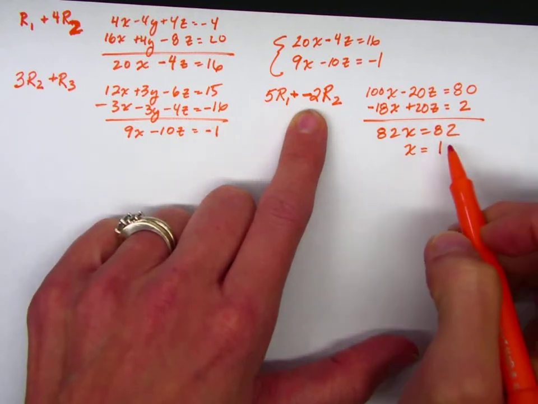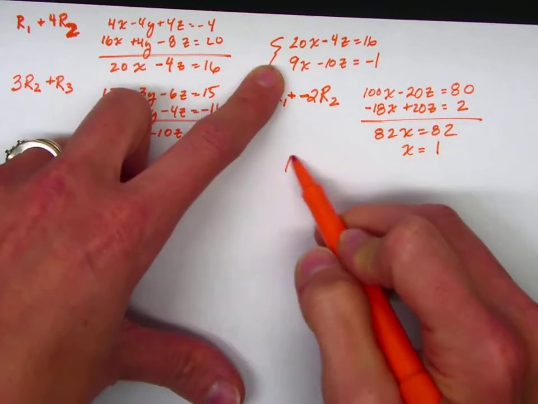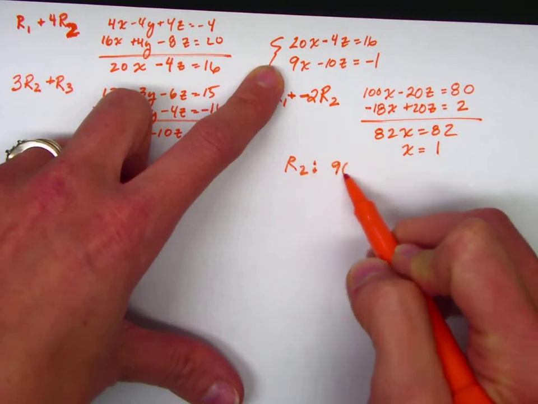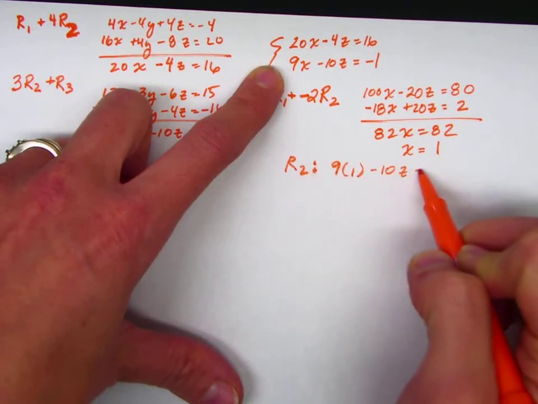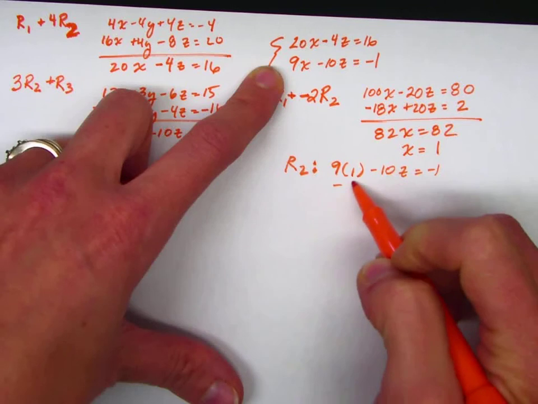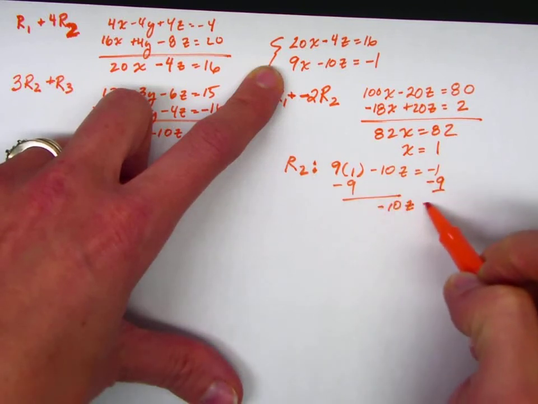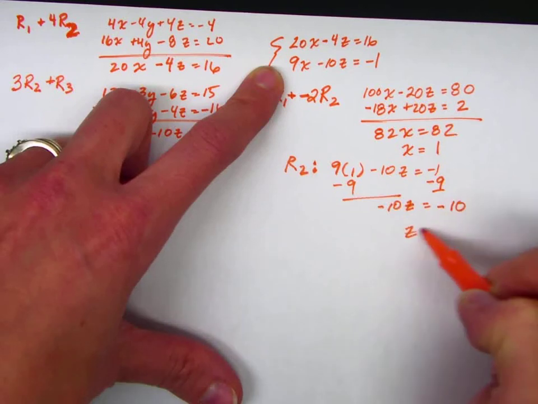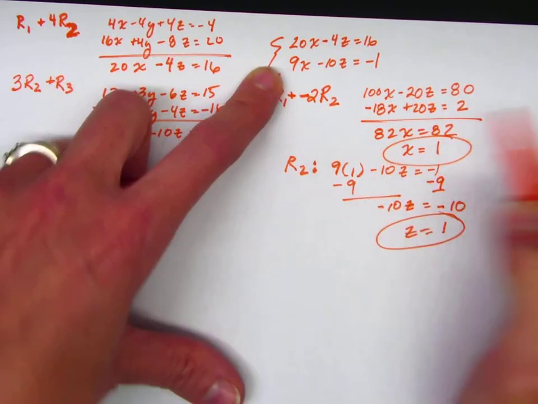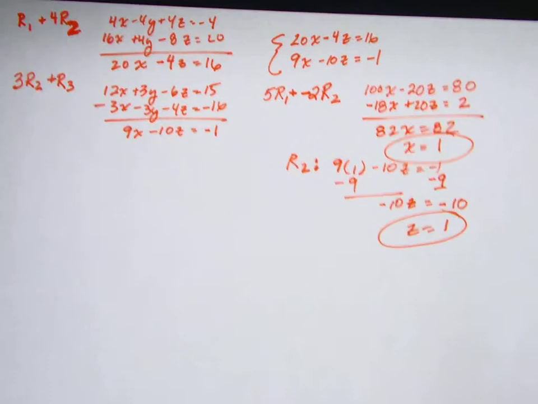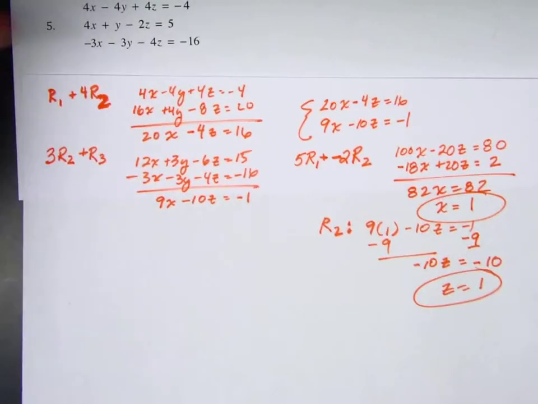I'm going to substitute that into row 2. So I get 9 times 1 minus 10z equals negative 1. So I can subtract 9 from both sides, and I get negative 10z equals negative 10. So z is 1.